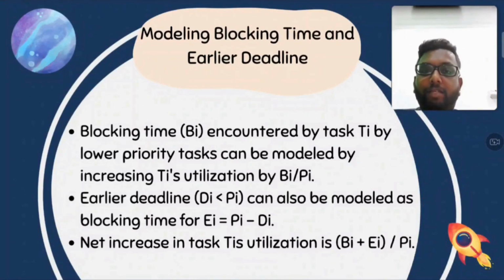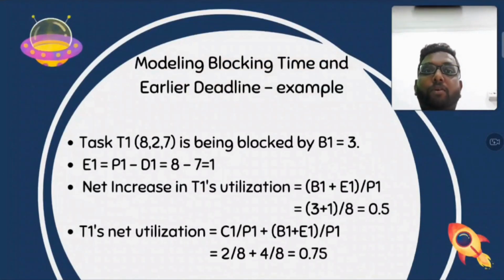Earlier deadline, DI lesser than PI, can also be modeled as blocking time for EI equals PI minus DI. The net increase in task TI's utilization is BI plus EI per PI. So this is the modeling of blocking time with an earlier deadline.